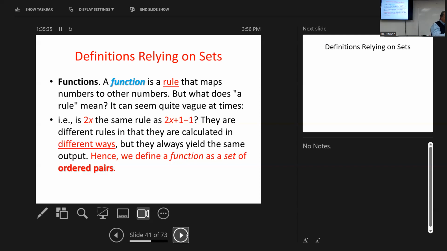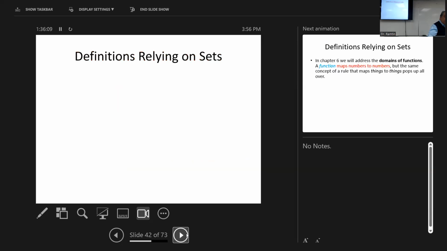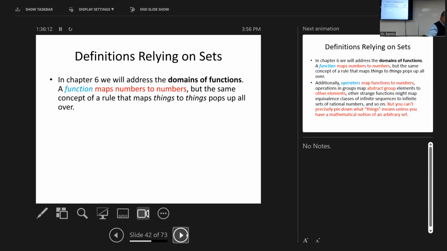So you can think of a function as a box. You put in an input and an output comes out. Now, this is one box, 2x, and the other one is another box. They can have the same result, but they are different functions. So we define a function as a set of ordered pairs. In chapter 6, we'll see the domain of the function.